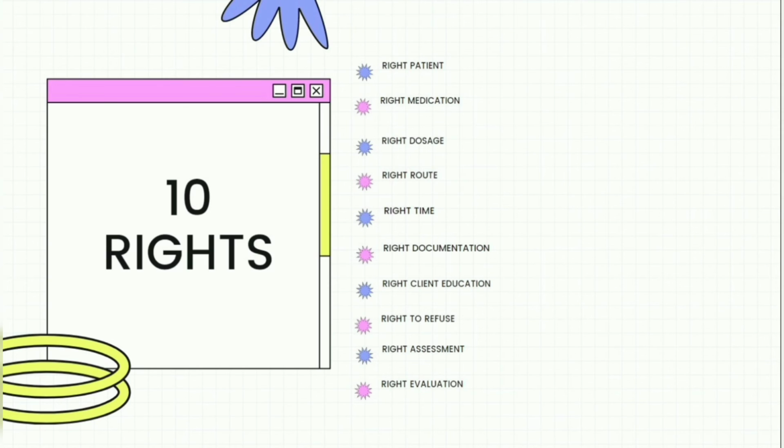Next is the right dosage. Check for the medication sheet and the doctor's order before medicating. Be aware of the difference between an adult and pediatric dose. Lack of essential medicines and improper dosage regimen may result in serious health problems, especially among pediatric patients and individuals with chronic diseases. Next is the right route.